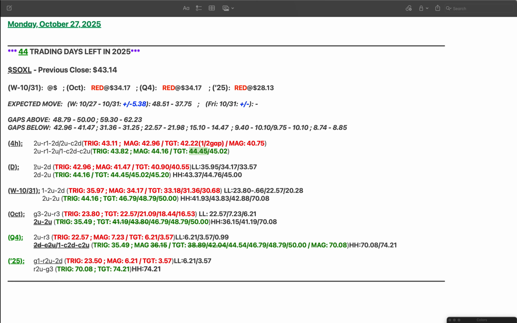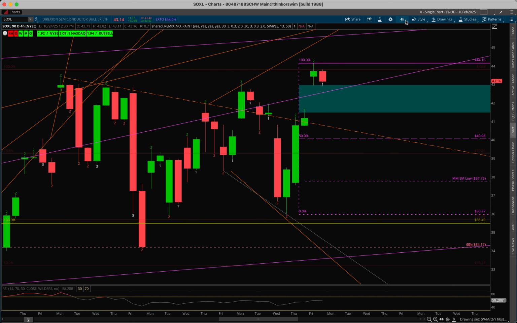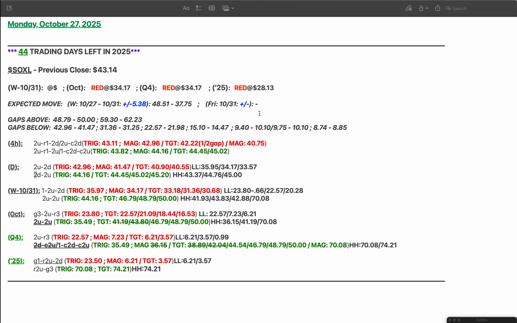Now on the day chart, if we go to the downside, that's a 2 up, 2 down, triggering at 42.96, and the magnitude being 41.47. Extended targets of 40.90 and 40.55. If we go to the upside, we get the, oh man, I apologize. I did not have that trick put in there, right? Yeah, that's a 2 up, 2 up continuation. I don't know why I had 2 down. So 2 up, 2 up continuation, triggering at 41.16, targeting 44.45, 45.02, and 45.20. Again, we're at the top of that range, so I don't want to get too carried away with too far out targets, just in case we do go back down to the bottom of the range.